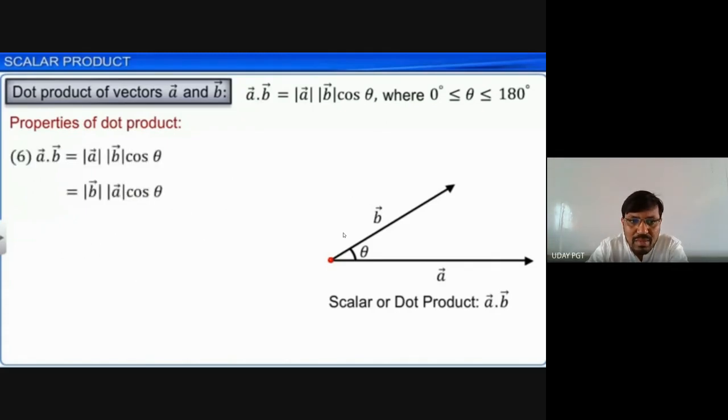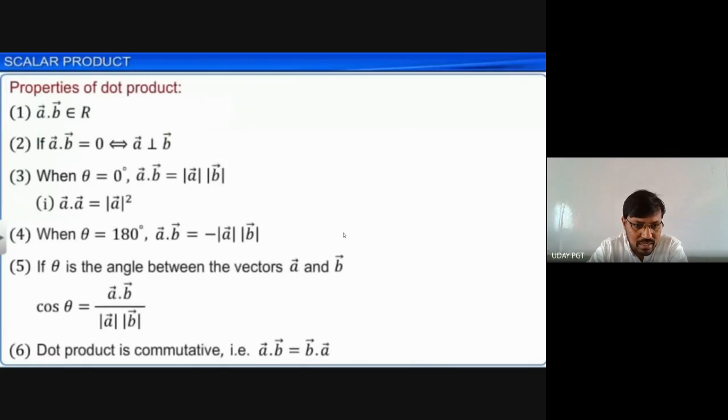So a bar dot b bar is equal to the magnitude of a bar; both will satisfy the commutative property. So these are the main properties of the dot product. Dot product is a real number. If the dot product is equal to 0, they are perpendicular.